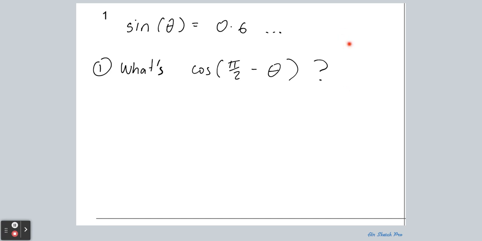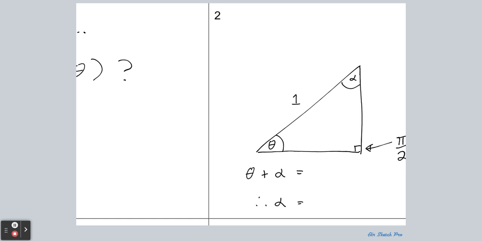Let's just say we've got this scenario here where we're told sine of theta is equal to 0.6, and we're asked what is the cosine of pi on 2 minus theta. Now, to get a handle on this, I'm going to take it back to the right-angled ideas. Even though theta might not be an acute angle, it still works with the theory I've got here, based upon how the unit circle works. So we're pretending theta is an acute angle, even though it might not be.